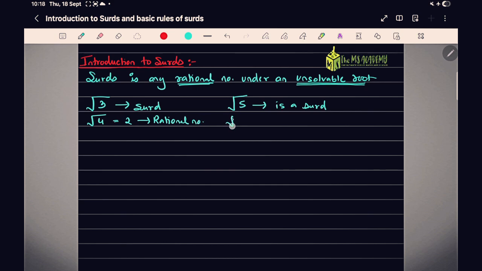Okay, root pi. Now see, this is a very interesting number. Pi is not a rational number. Pi itself is an irrational number. So since the first criterion is not being met, it cannot be a surd. So it is just an irrational number. I hope it is very clear what a surd actually is.